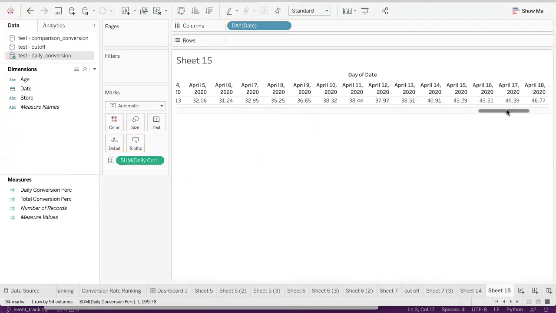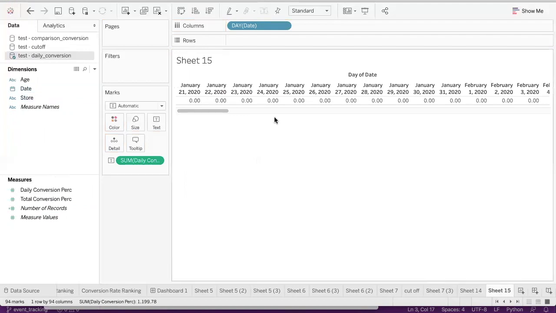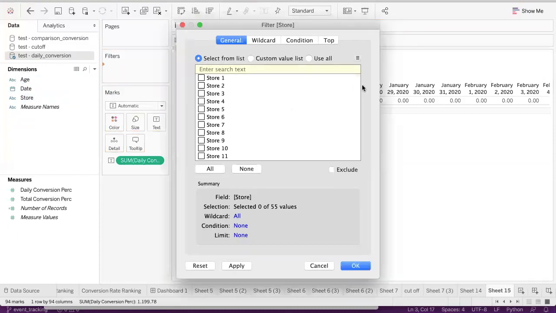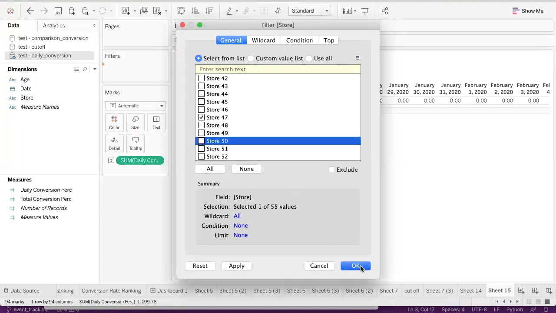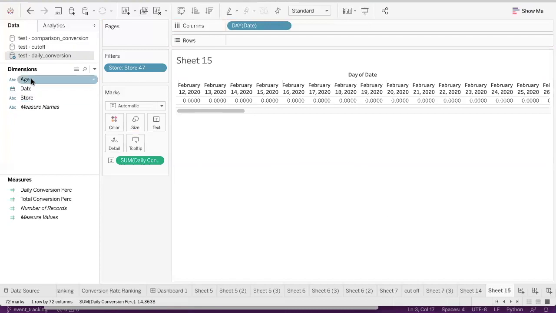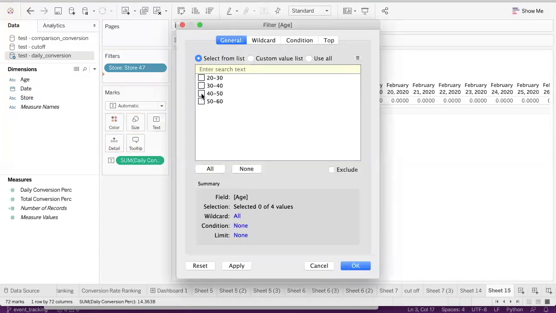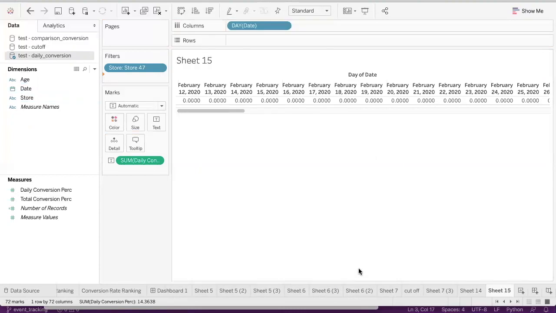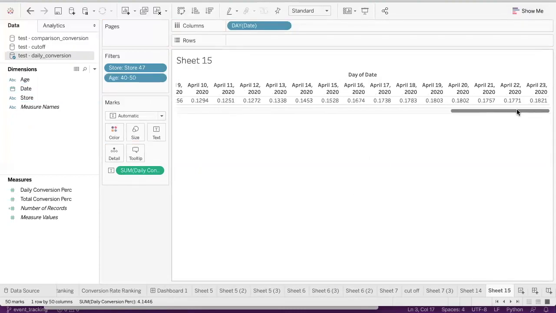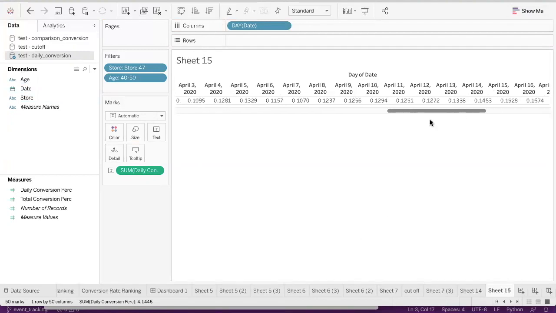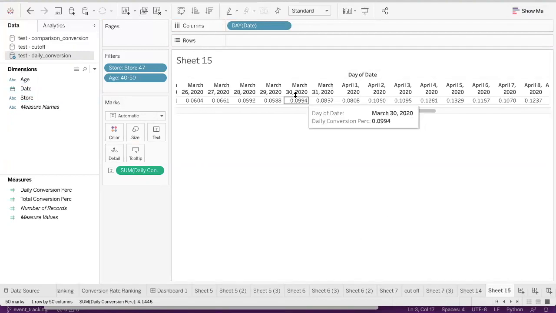One thing you'll notice is that percent of daily conversions is actually at the granularity of age group and store. So we need to filter for one specific store or you're going to get the wrong granularity. Let's just say store 47. But that's not all, because there are also different age groups, and you're going to get messed up percentages if you pick the wrong age group. Now you've got this daily percentage going, the conversion rate here.